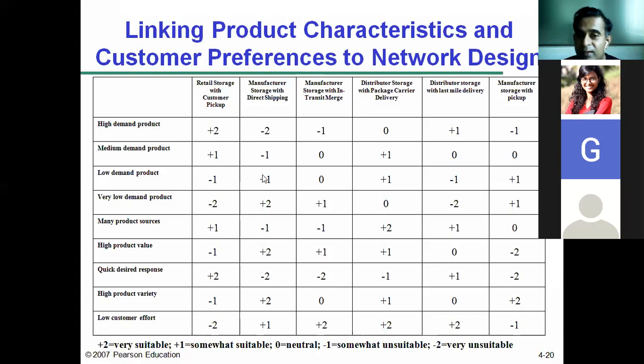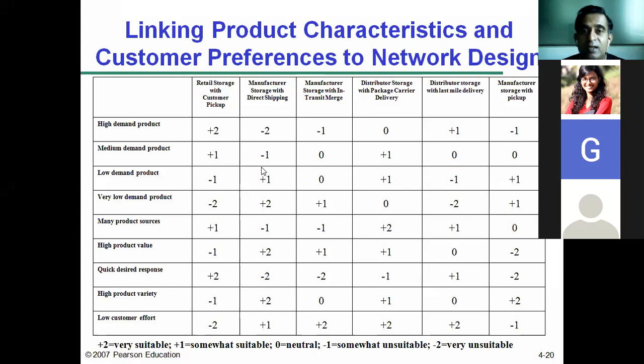So you can recall that just last year, Apple opened its first official online store. Try to recall. It means until then, Apple iPhones were sold through third-party intermediaries. Remember, third-party intermediaries. Why did Apple take such a decision? Because the demand for Apple iPhones in India was very low. So for such a product, Apple iPhone in India, for example, manufacturer storage with direct shipping is possible.